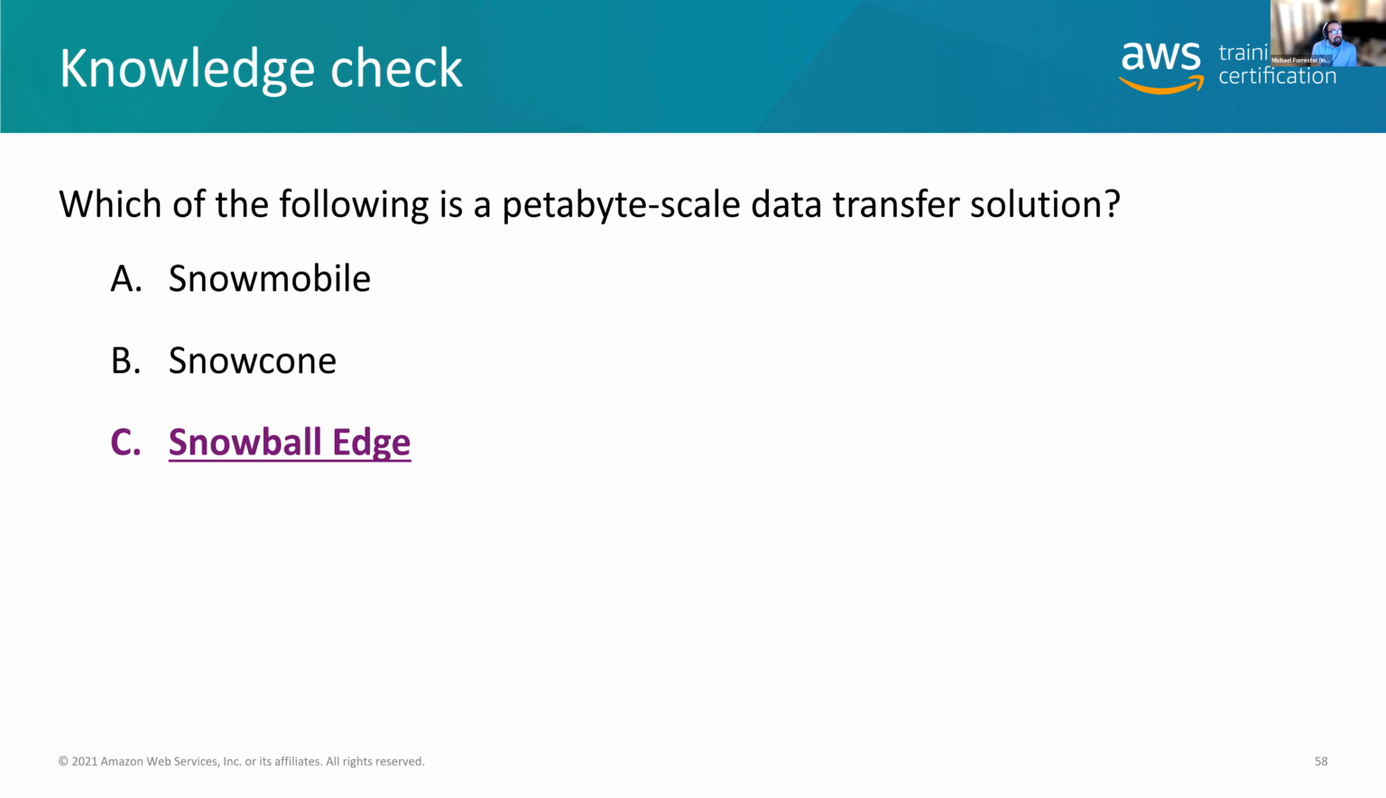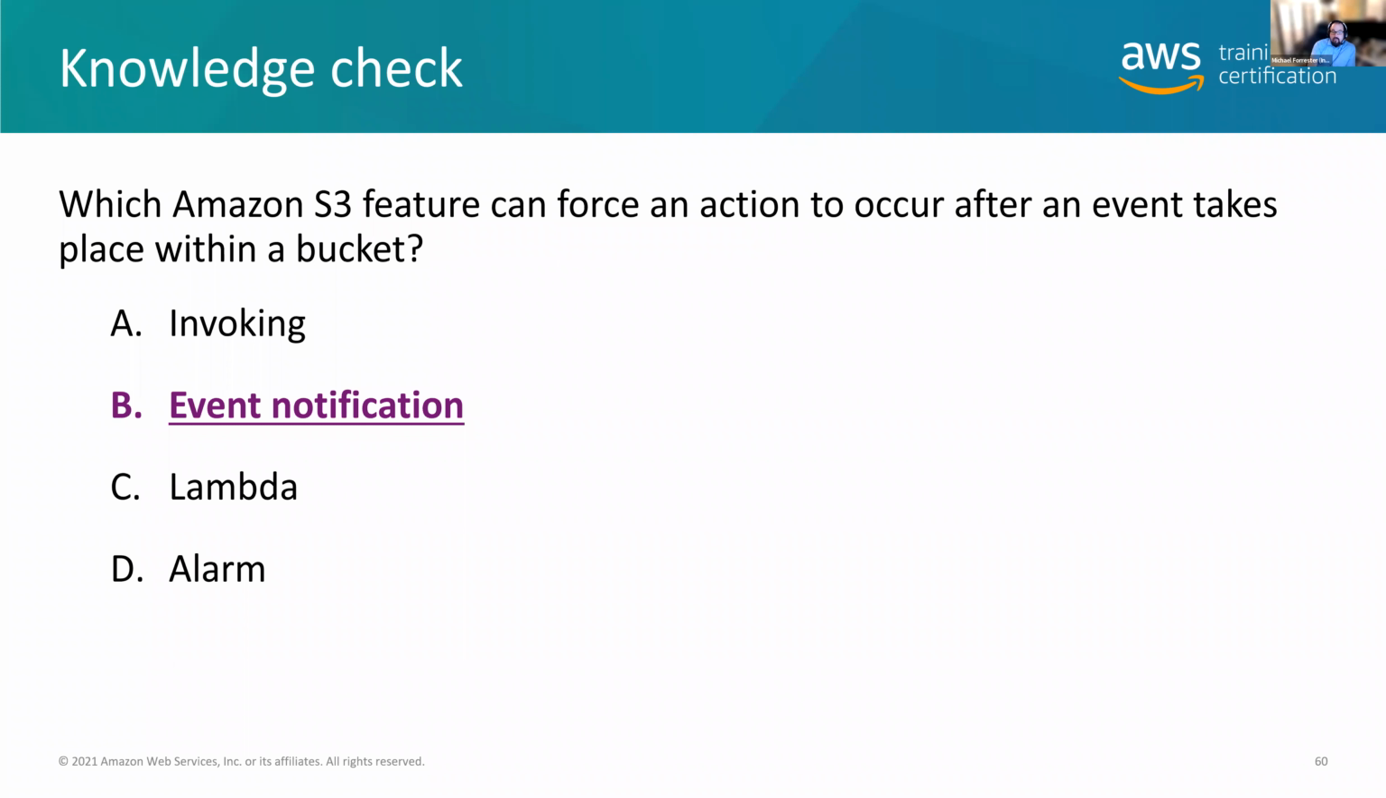Which Amazon S3 feature can force an action to occur after an event takes place within a bucket? Good. Event notification is indeed how you trigger a response from a Lambda or an SNS or whatever service you want to integrate with.